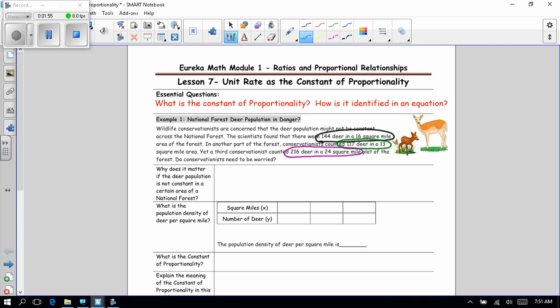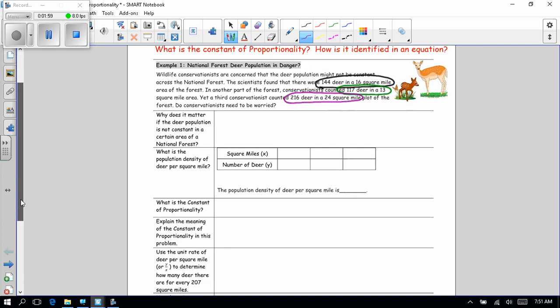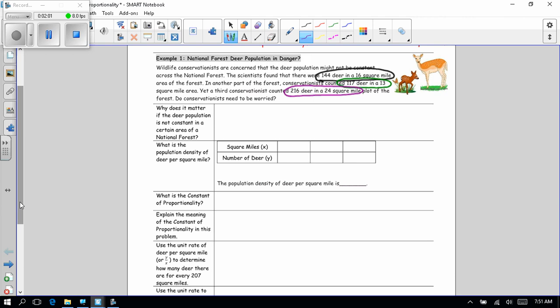So if we take a look at the data, let's keep track of what they did. I like to have it organized in a table because it just makes it easier for me. So I'm going to take a look at that first one. The first one was 16 square miles. There was 144 deer, right? Notice I kept that color the same. So maybe if you wrote in highlighter, you could highlight that in that same color that you used in your story. 117 in 13 square miles. And we have 24 square miles.